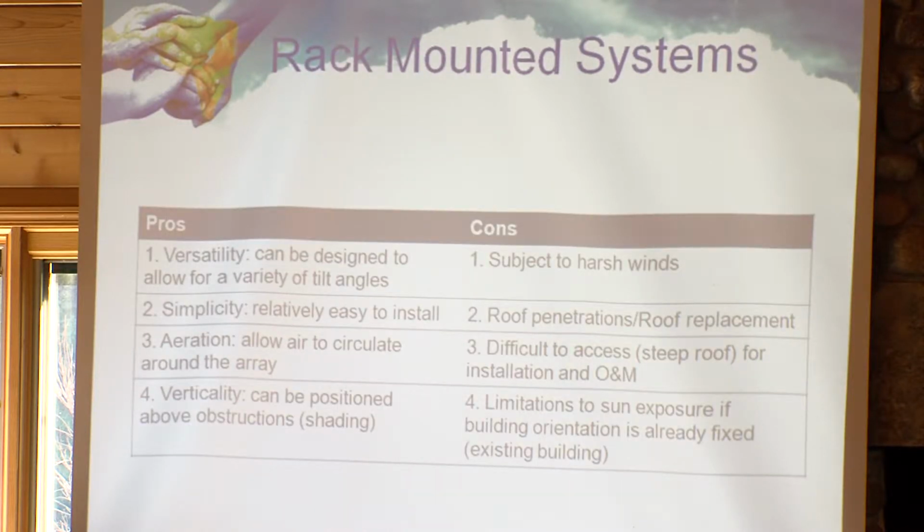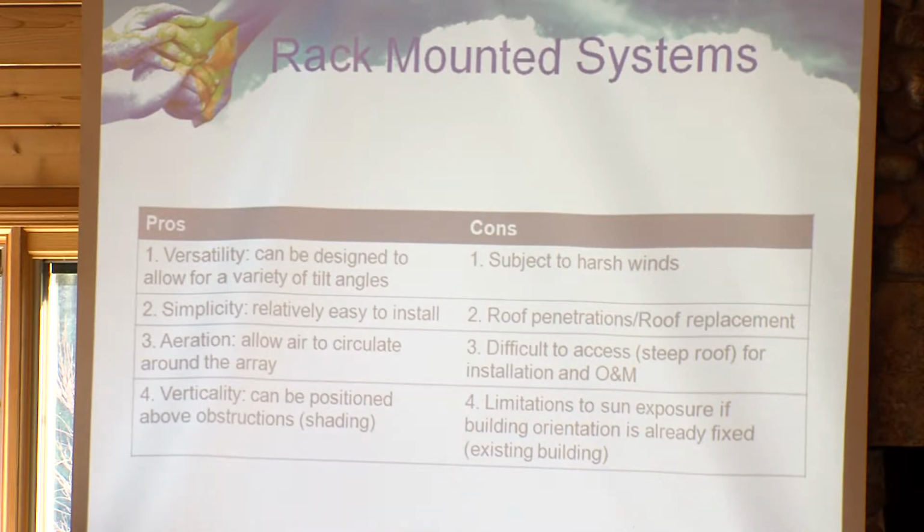With the rack-mounted system, the pro is versatility. It's designed to allow for a variety of tilt angles and directions. Another pro is it's very simple to install. It allows aeration, it allows air to circulate around the array, which is very important for improving efficiency of the production of the system. And it can be positioned above obstructions for shading, like above rooftop units, to gain about 10% efficiency in your rooftop unit performance. I don't know why more people don't do this.